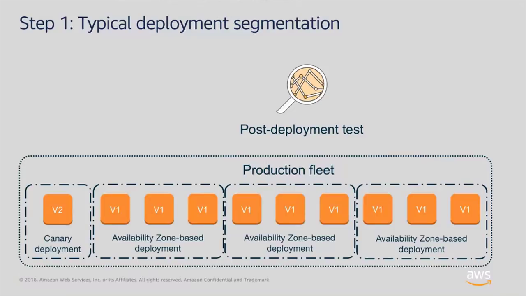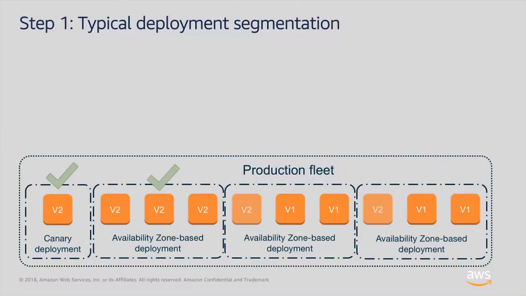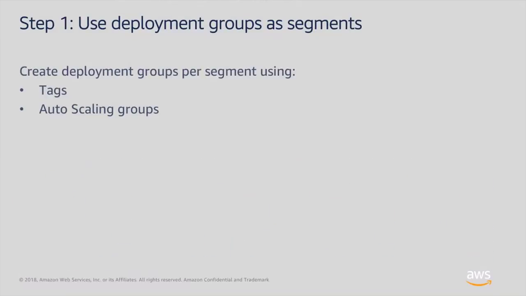So we want to make sure that when we deploy to the canary, it works. If we deploy to the first availability segment, it works there. And make sure that is successful across the rest of the deployments. And so that is how we're going to validate the success of this deploy, one segment at a time. So let's look at how we do this.